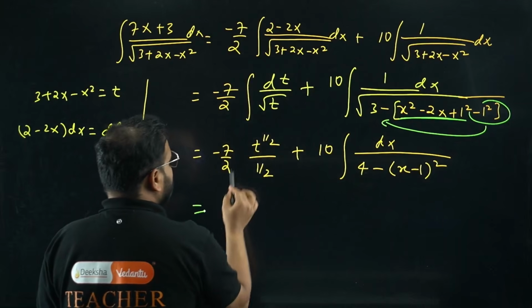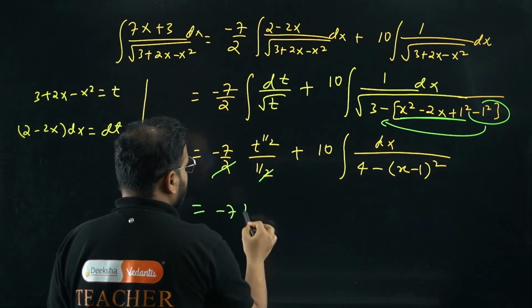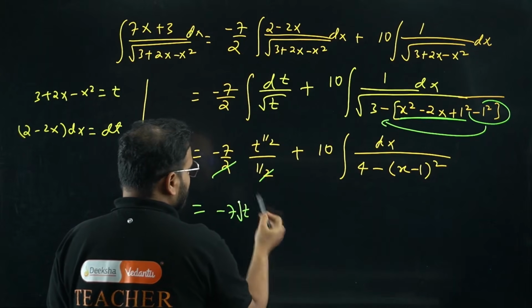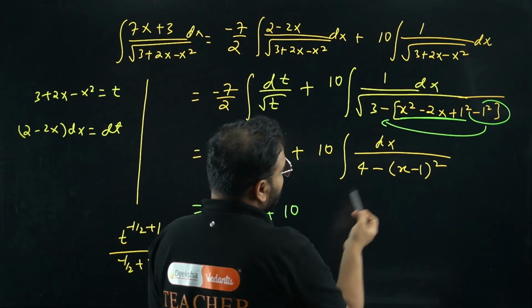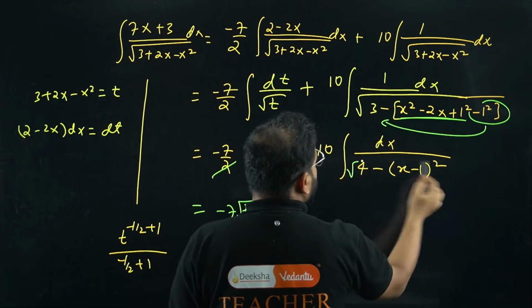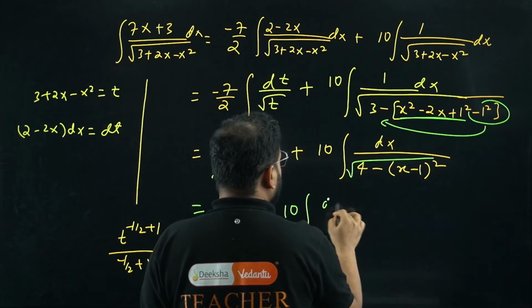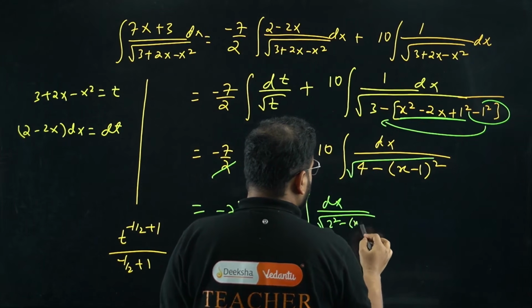So my answer is coming. This is cancelled, 2 and 2. I'm getting here minus 7 t power 1 by 2, which means simply root, plus 10 is there. I'm getting here a square minus x square, in the root, of course. This is nothing but dx upon root of 2 square minus x minus 1 the whole square.